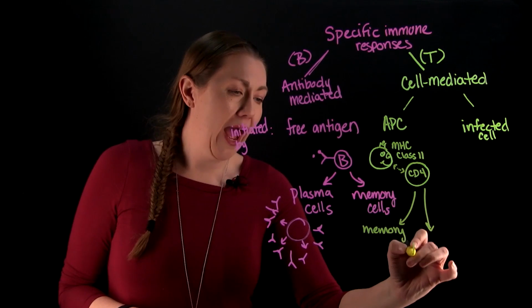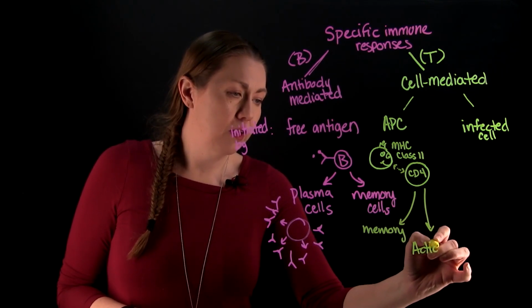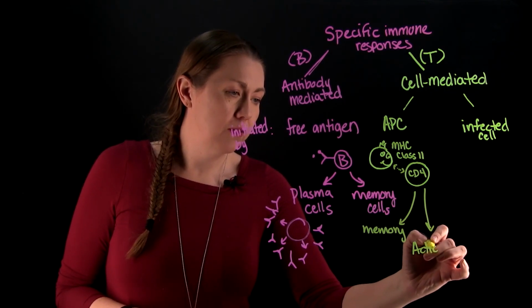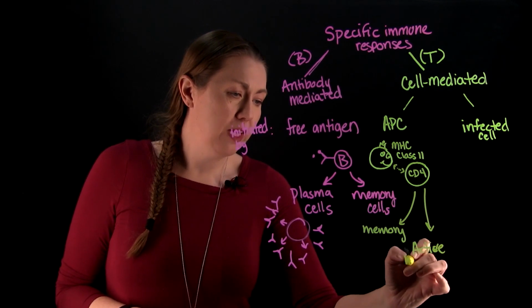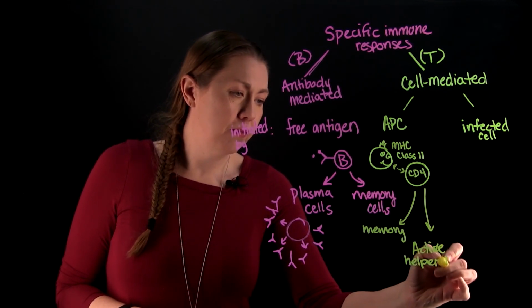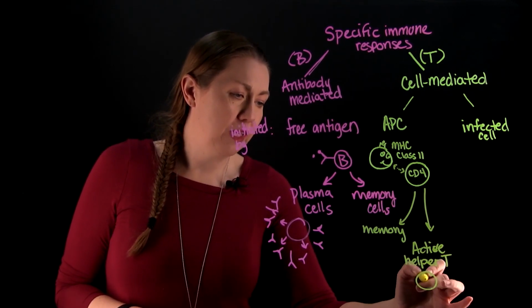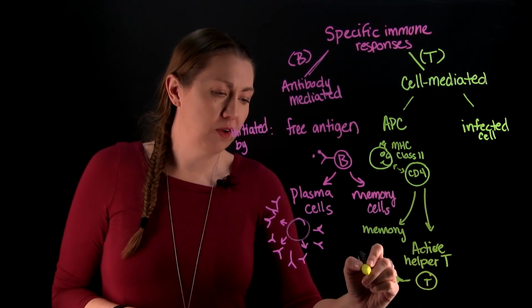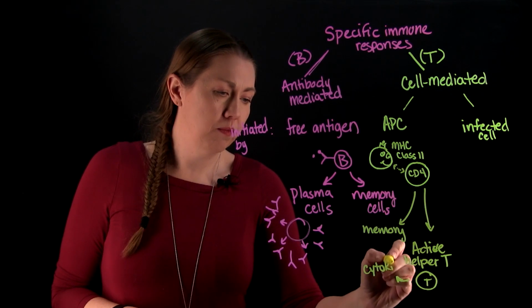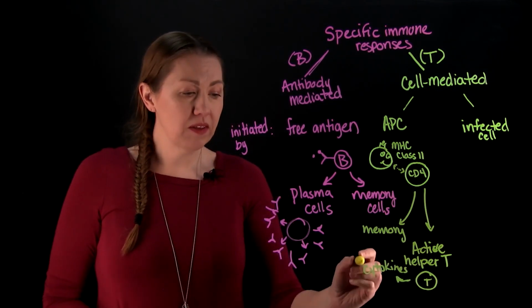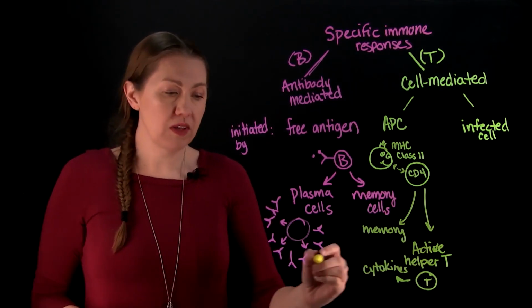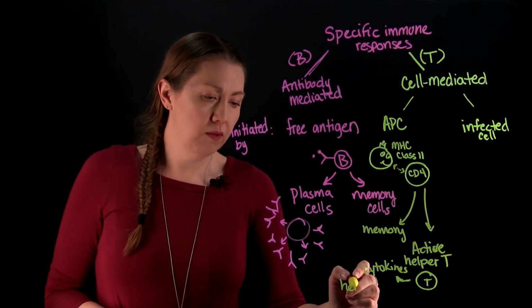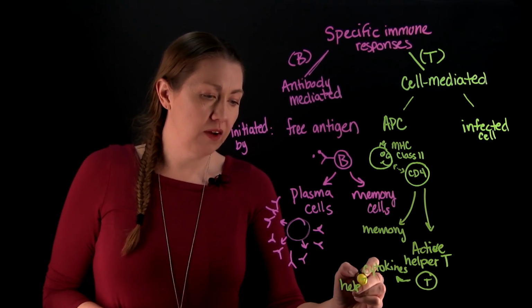And then we'll make an active helper T. So that active helper T is going to then release chemical messengers called cytokines. And these are basically the call for help message. So this is the signal to the rest of your immune system.